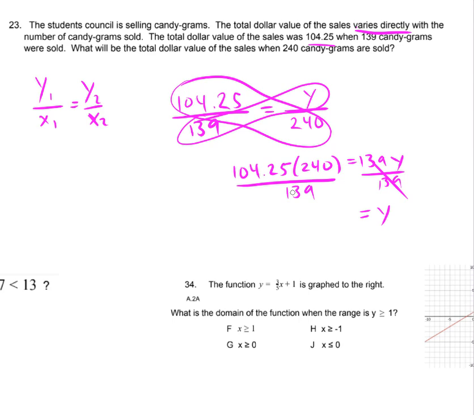So let me go to my calculator. I get 104.25 times 240, right? And that's 25,020 divided by 139. That should give me 180. So when I calculate it out, I get 180. So when they sell 240 candygrams, they should get $180.